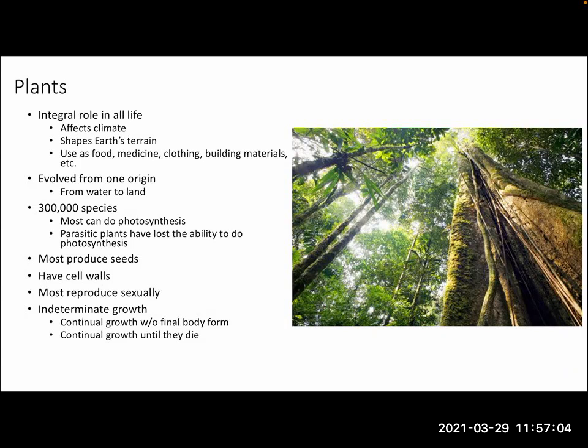Now, in looking at the evolution of plants, they came from a water based, aquatic based ancestor that eventually evolved to take advantage of the terrestrial habitats. And so we're going to follow that pathway of evolution as we take a tour across plant diversity. In terms of the number of species of plants that exist, there's approximately 300,000 species or so.